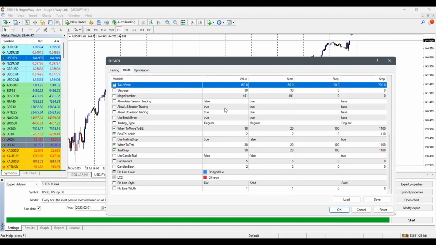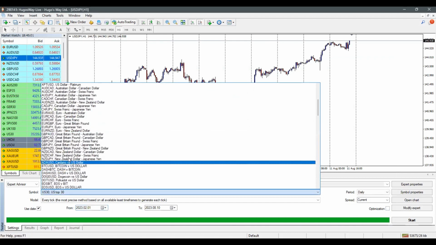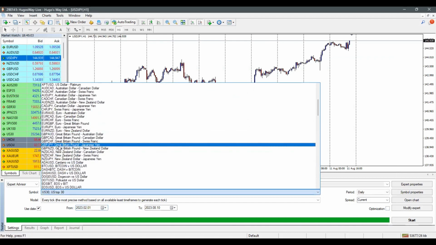So, all right, I've got all of the settings right. So let me press OK. So I'm going to run this. All right, so you can see the results. Here it is from the beginning of February. I'm going to use pound Japanese yen as a demonstration for you to see how the robot operates.